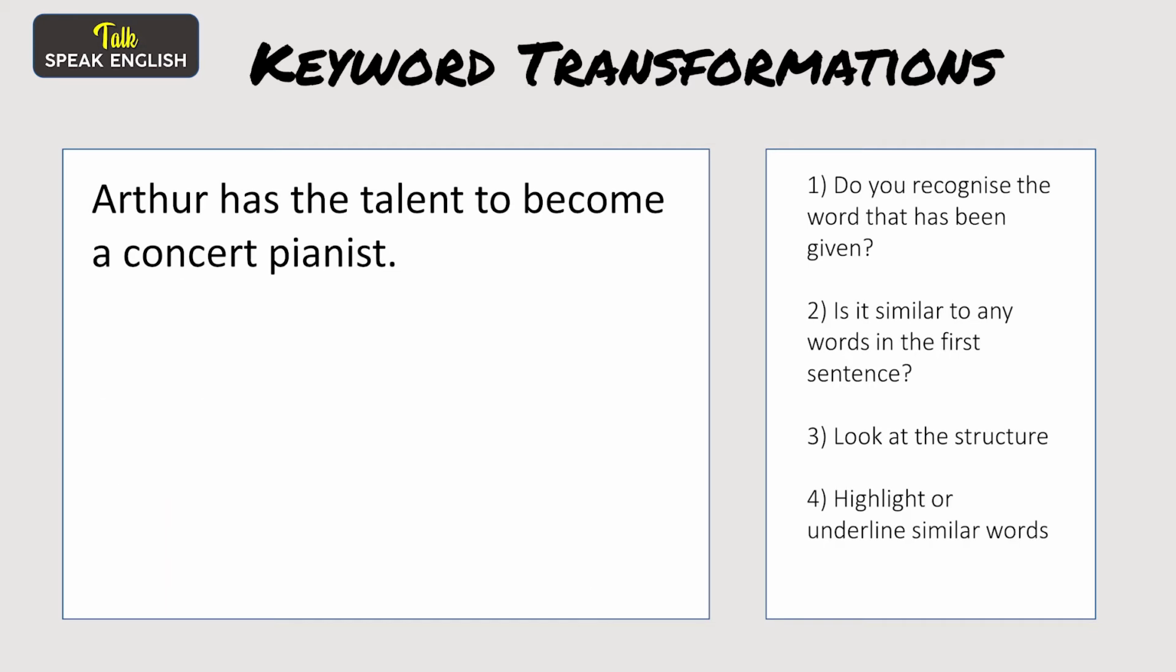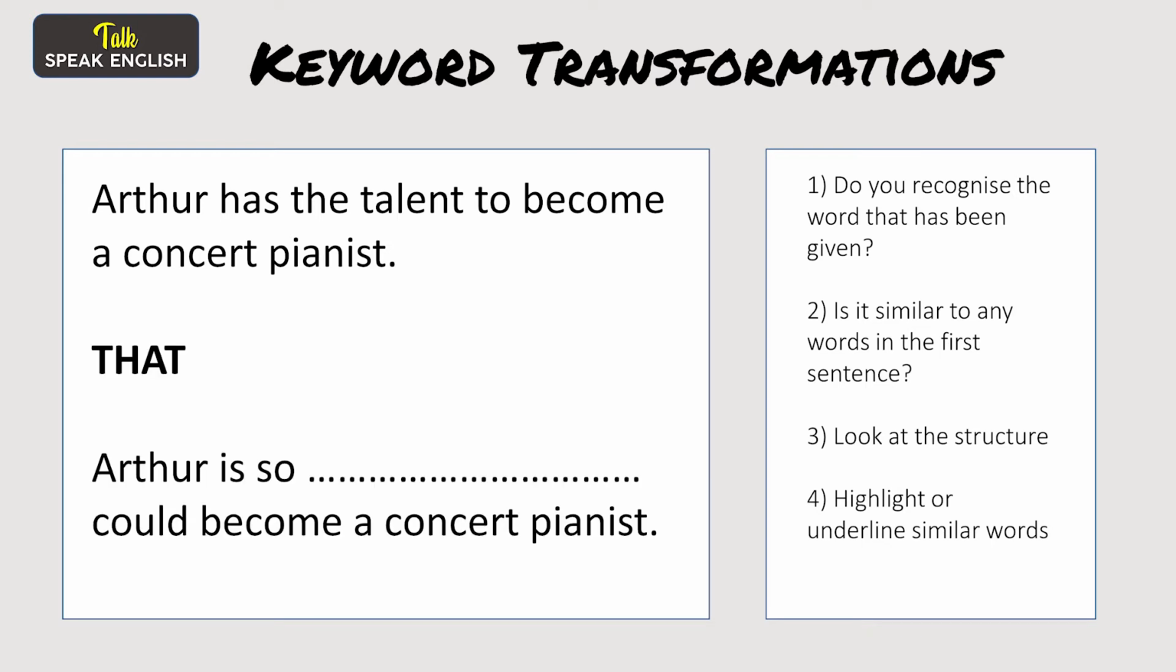Here we have the second example. Arthur has the talent to become a concert pianist, and the word that we've been given is "that". Let's check the first step. We have the word "that", and from just this word, it's not immediately obvious what or how we can include this in the second sentence. Is it similar to any of the words in the first sentence? I wouldn't say it's obvious, so let's move on to step number 3.